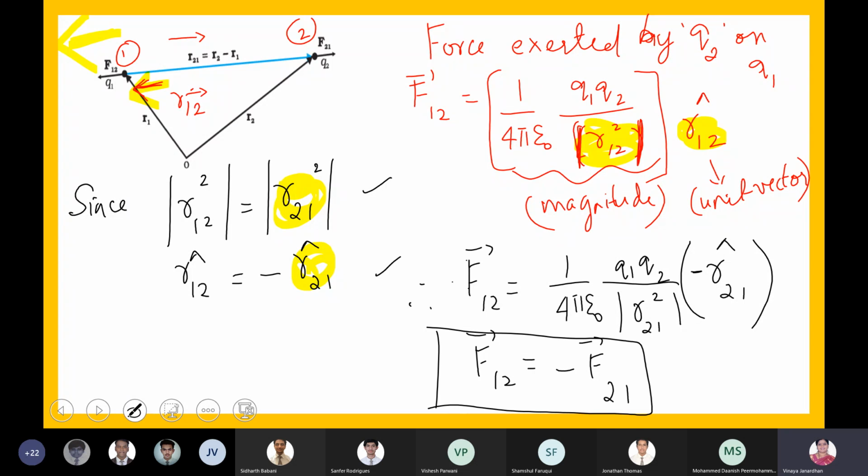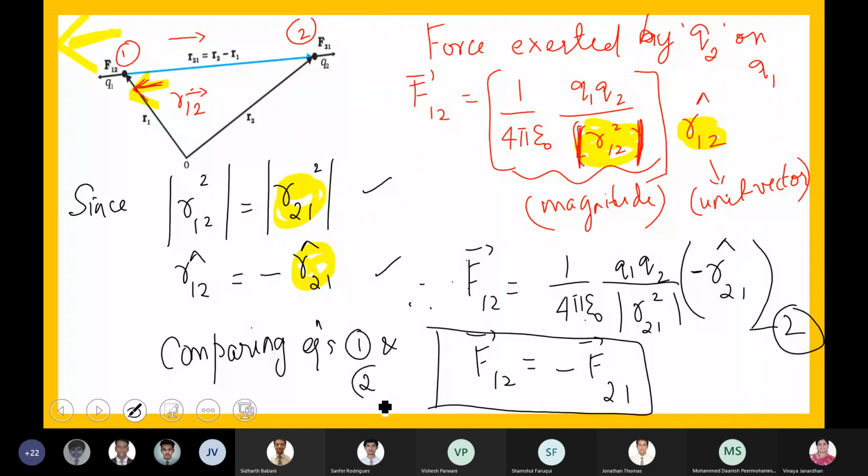What was your value of F21? F21 was 1 by 4 pi epsilon naught Q1 Q2 divided by R21 squared, or else I'll just mark this as equation 2. Your previous equation, you mark it as 1. Then I can write, comparing equations 1 and 2.